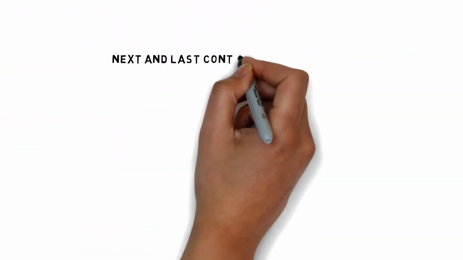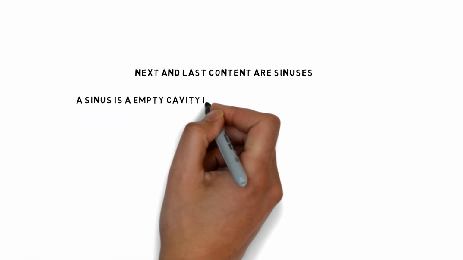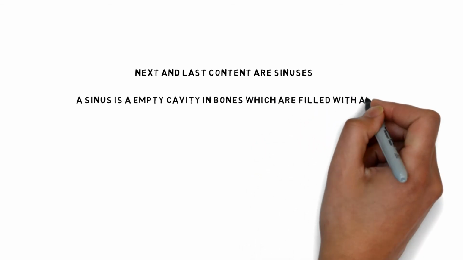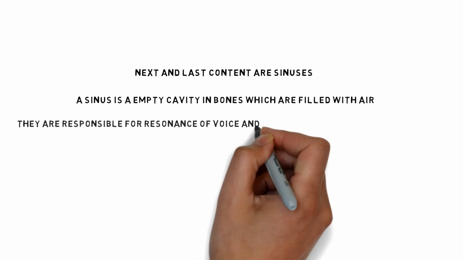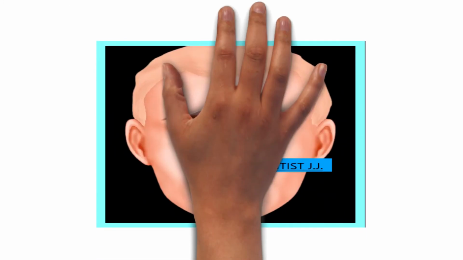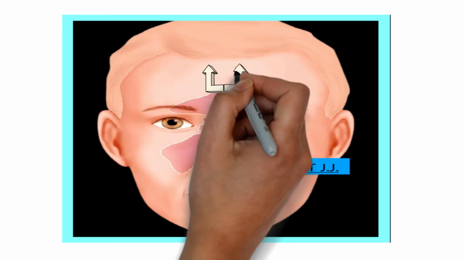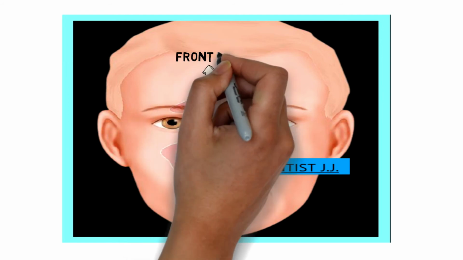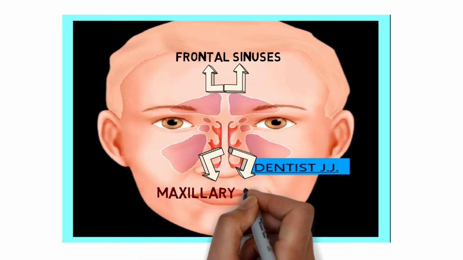Next and last content are sinuses. A sinus is an empty cavity in bones which is filled with air. They are responsible for resonance of voice and also help to reduce the weight of the skull. These 2 sinuses are located in frontal bone, so-called frontal sinuses, while these 2 pyramidal-shaped sinuses are located in maxilla, so-called maxillary sinuses.